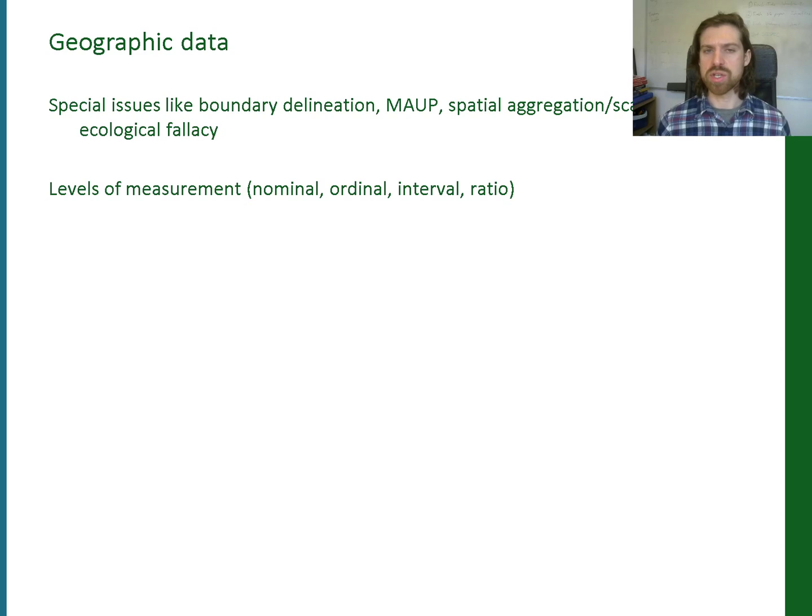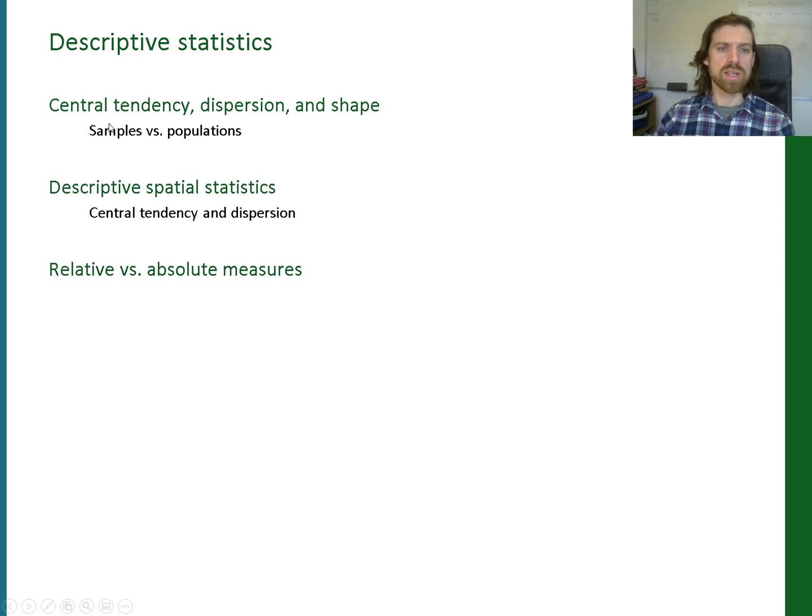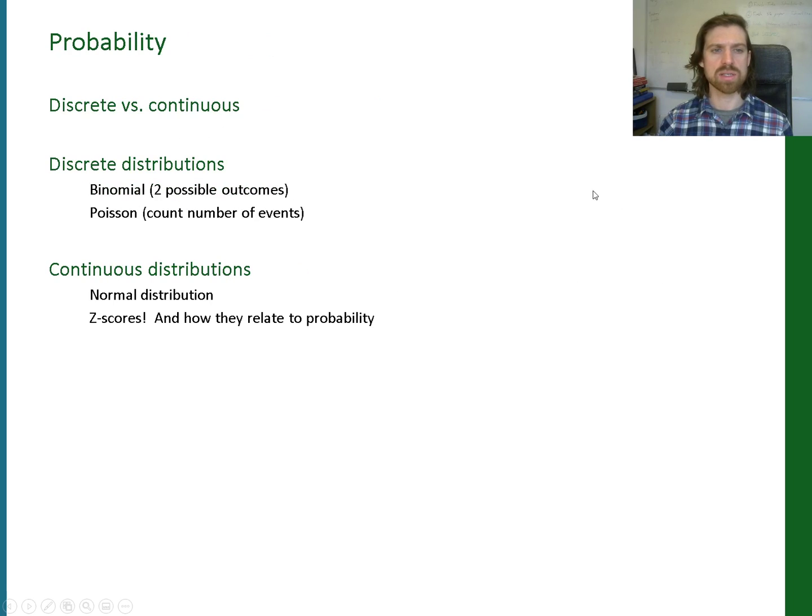So we covered the issues with geographic data. There's plenty: where do you draw the boundary? How does the modifiable areal unit problem affect your results? How does spatial aggregation or ecological fallacy affect your interpretation of the results? And we've focused on different types of measurements of data. In descriptive statistics, we focused on central tendency, dispersion, shape. We focused on how we describe spatial statistics, so maybe we capture distance within those basic descriptive statistics. And we've covered relative versus absolute measures of statistics.